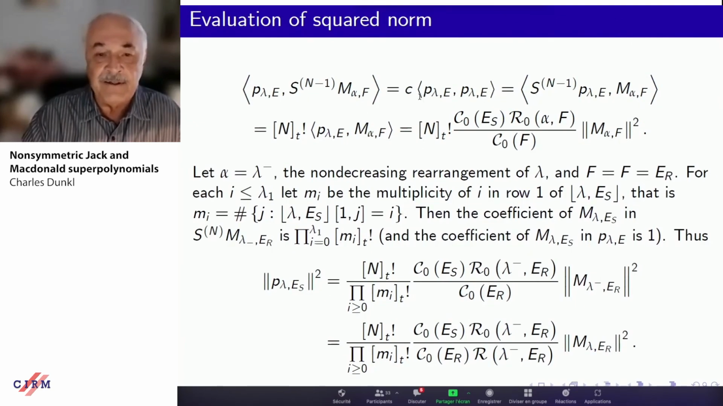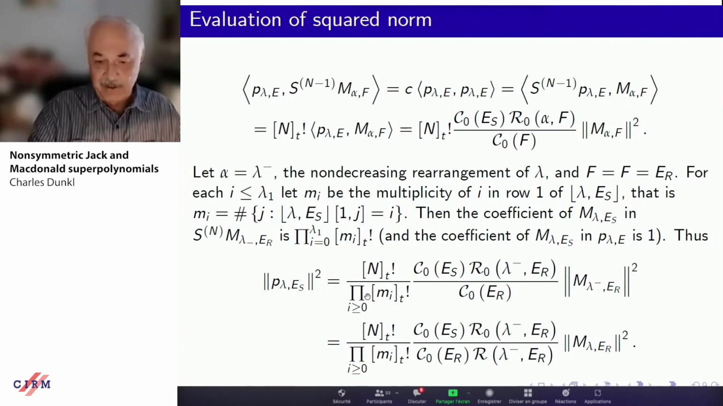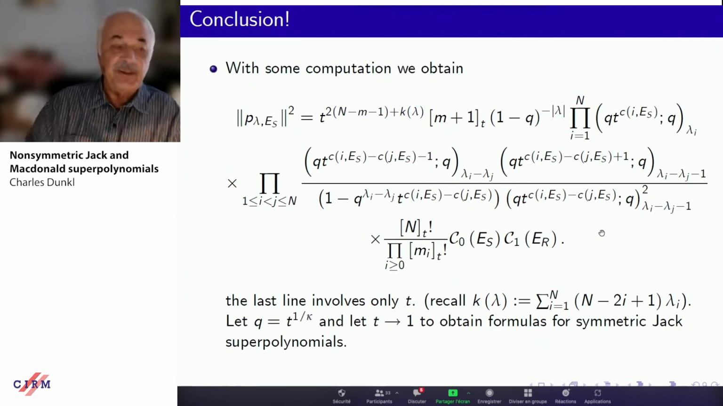On the one hand, it's some constant times that factorial. If you take the right alpha, you can compute the coefficient, and we get these multiplicities of the number I in row 1 from 0 on upward. And so we get a multiplicity, and then we get this one here. And with some computation, you can get this gigantic thing here.